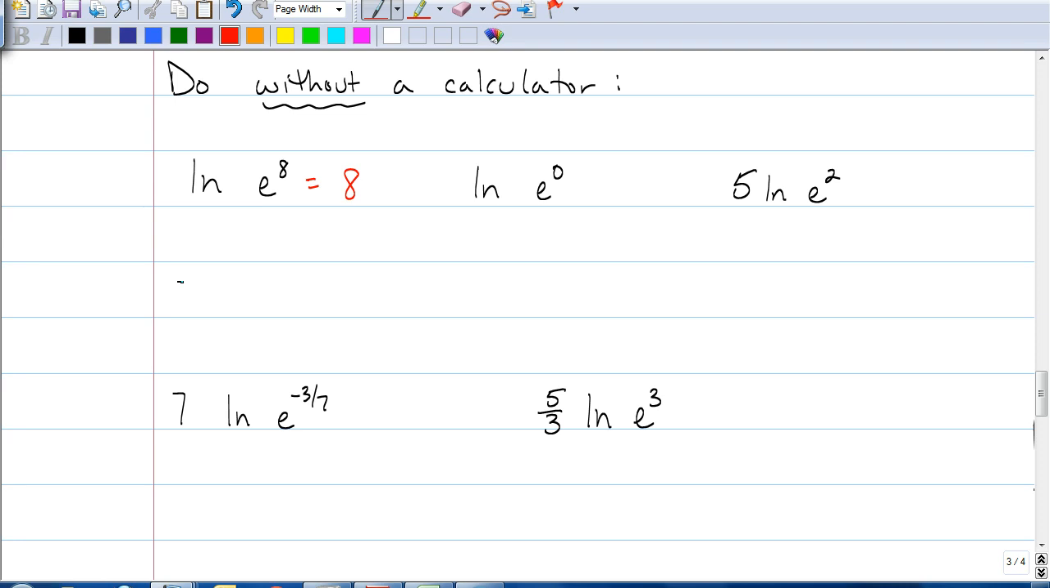So let's look at the next one. Natural log of e to the 0 power. What do you think that would be? Well, you should have said 0 would be your answer, and if you said that, you are correct.